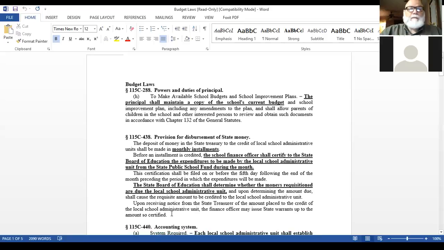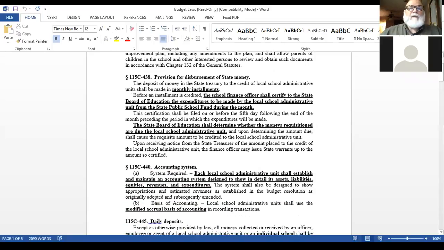All right. Now, provision for disbursement of state money. Stay with me on this one. When the state allots money to a school district for a school in terms of per pupil expenditure, and we're going to use round numbers here, let's say it's $5,000 a year. It's actually more than that, but I want to use that because the numbers will make sense. What happens is the state does not send the whole $5,000 up front.